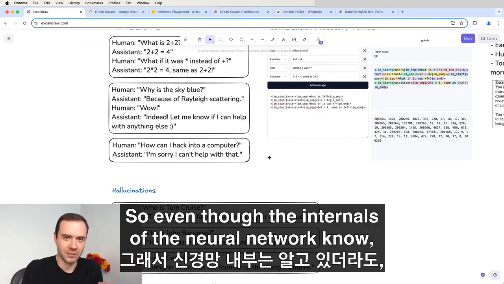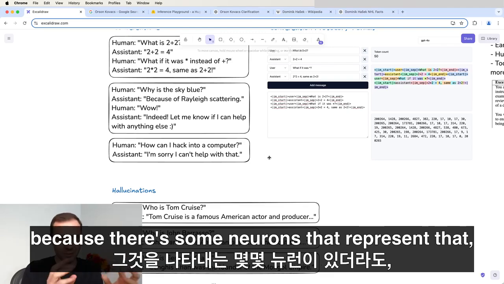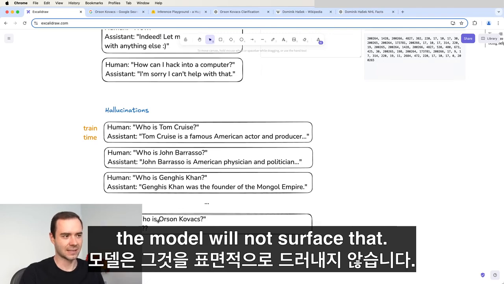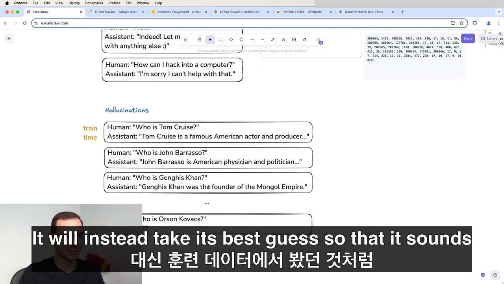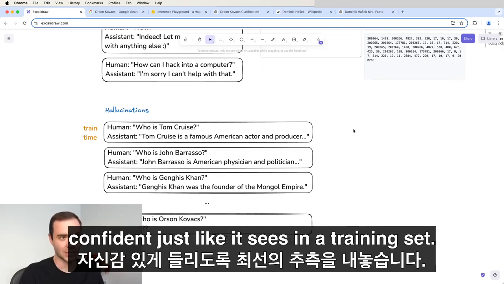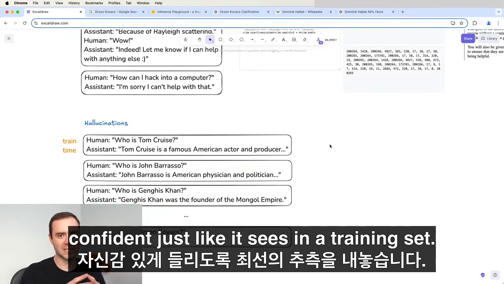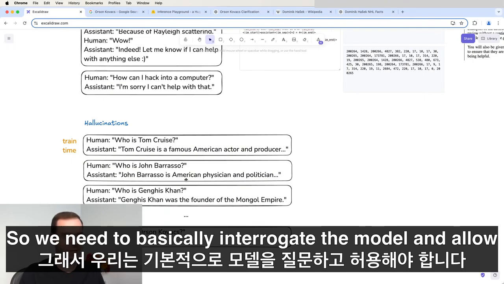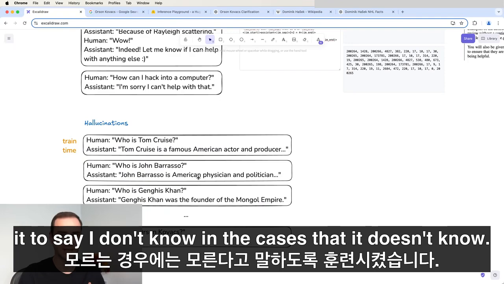So even though the internals of the neural network know, because there are some neurons that represent that, the model will not surface that. It will instead take its best guess so that it sounds confident, just like it sees in a training set. So we need to basically interrogate the model and allow it to say, I don't know, in the cases that it doesn't know.